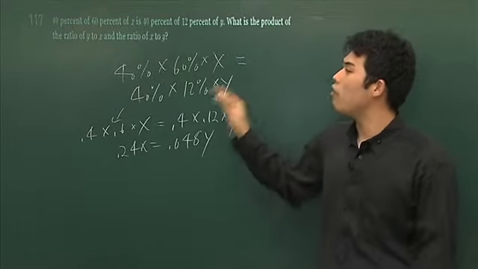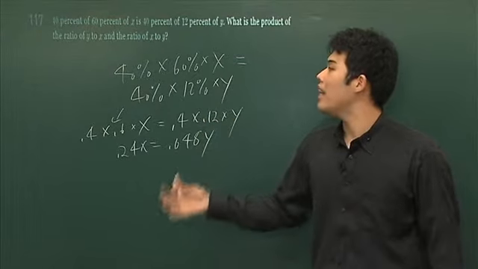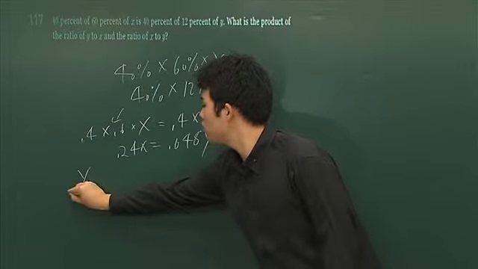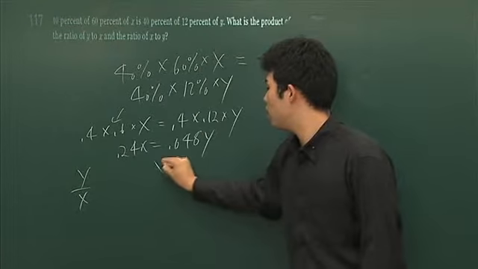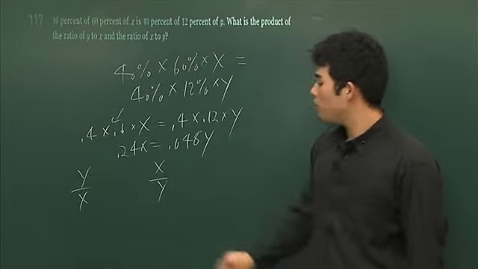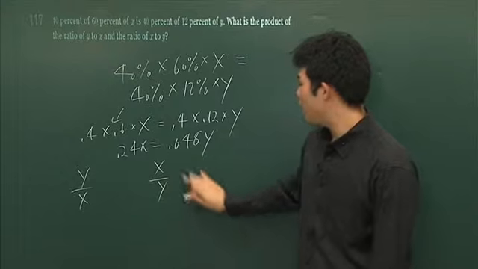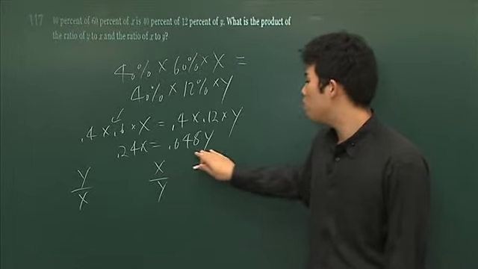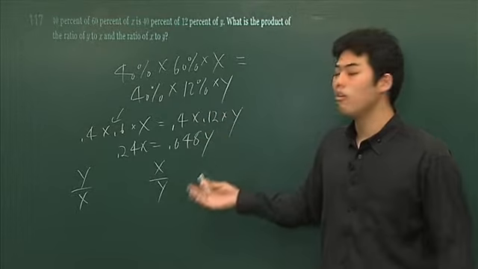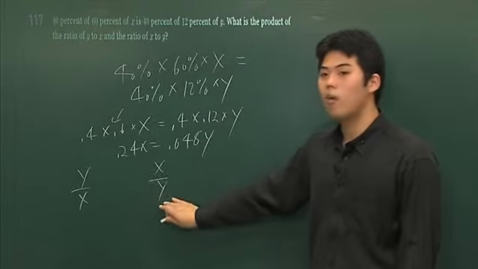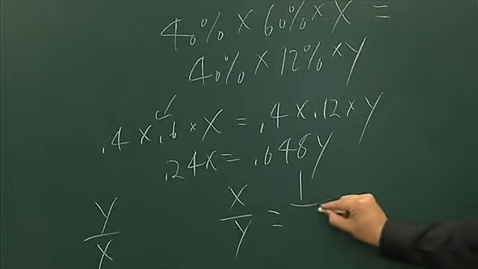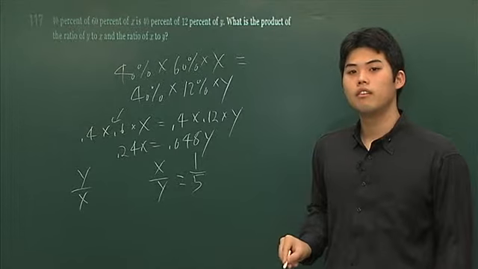What is the product of the ratio of y to x and the ratio of x to y? So let's find both of those out. Let's put y over x here, and here we'll put x over y. If I do x over y, how would I get that? I would divide both sides by 0.048. For x over y, I would get the ratio 1 over 5.